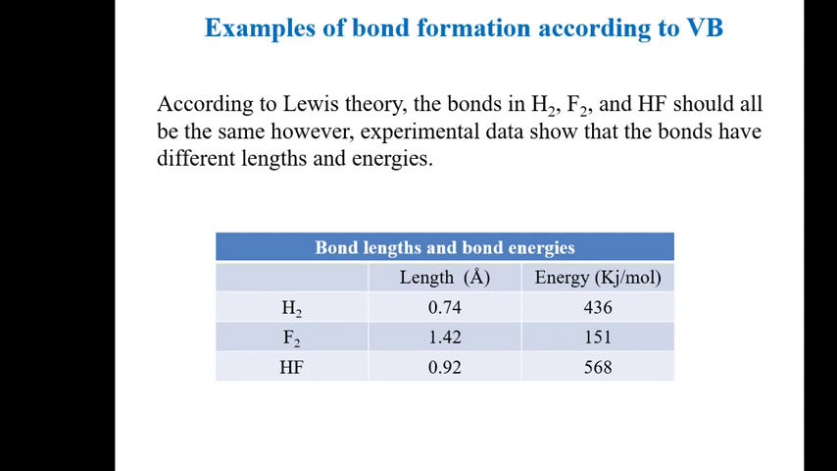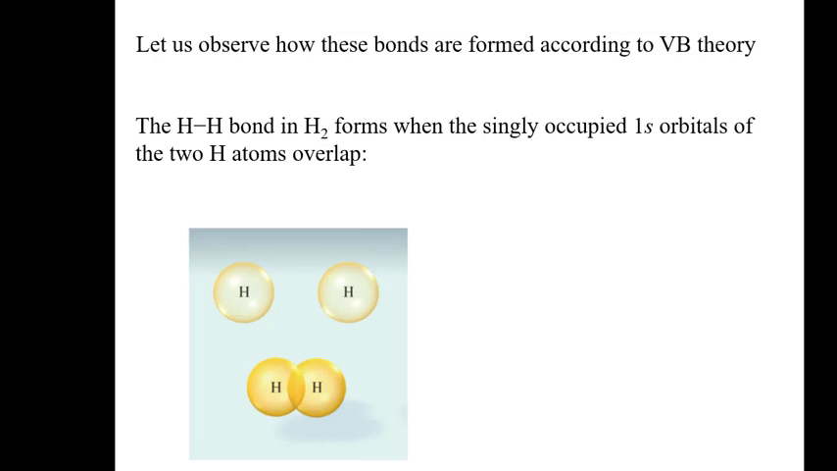So now we're going to look at examples of how a bond is formed with this VB theory. So we have the example that we were looking at that was unexplained by Lewis theory. So we're looking at the formation of H2, F2, and HF. And we know that the bond length and the bond strength for these various bonds is different, which is not explained by Lewis theory. Now you can see that when the two hydrogens approach, so here are the s orbitals, and they're going to overlap.